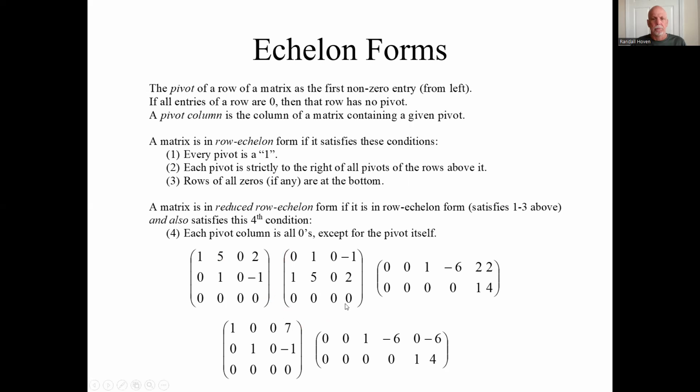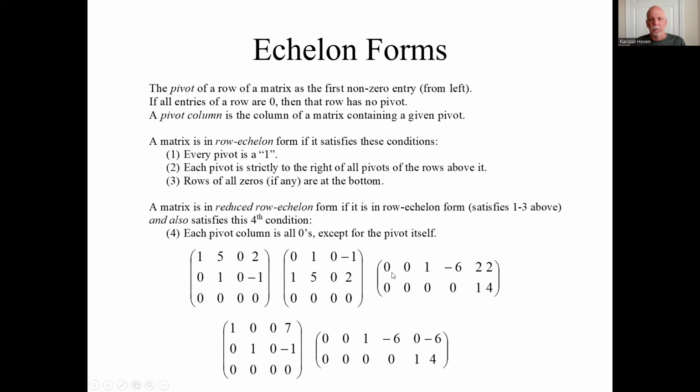About this one. This pivot is a 1. This pivot is a 1. This one is to the left of this, not strictly to the right. And it means strictly to the right. So even if the 1 were here, it's still not in row echelon form. This one is not in row echelon form.